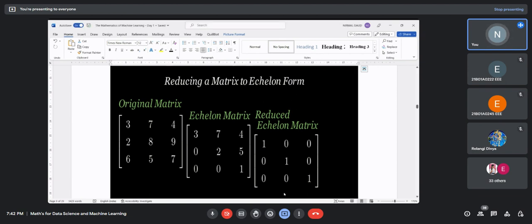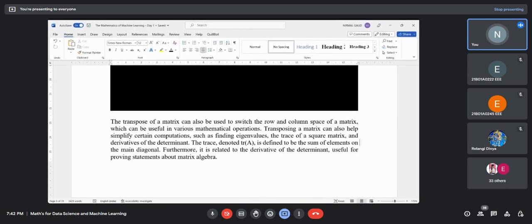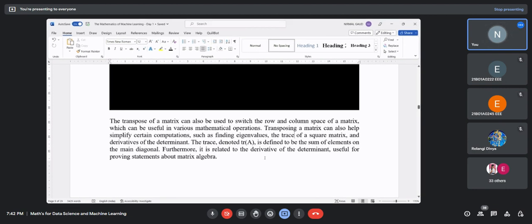Okay, so the transpose is clear: we need to switch the rows into columns, and it is denoted by A to the power T. Now, transposing a matrix can also help in simplifying certain computations such as finding eigenvalues, which are very important. Eigenvalue and eigenvector computation needs the transpose as one of its steps, and also to find the trace of the matrix and the derivatives of the determinant, your transpose is required.